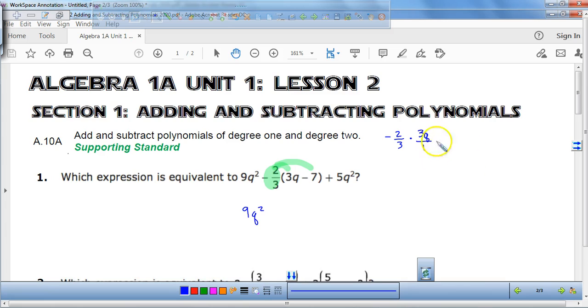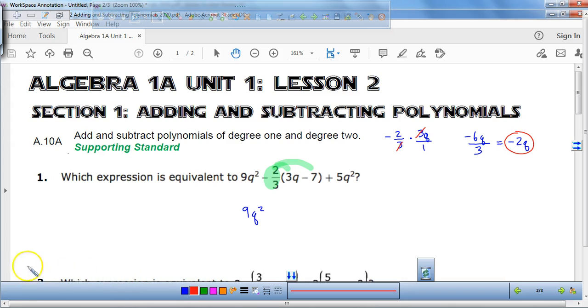Now there's a couple ways to do this. You could multiply negative 2 times 3 and get negative 6q over 3, numerator times numerator, denominator times denominator. Eventually you would get negative 2q, because 3 goes into 6 a total of 2 times. However, if you want to, you could also cancel those out, because 3 goes into 3 a total of 1 time, and you still get the same answer.